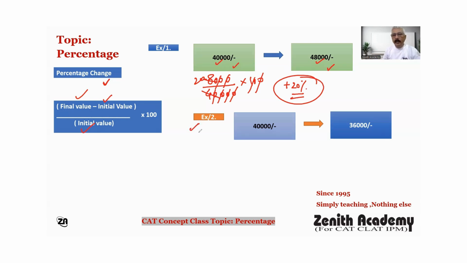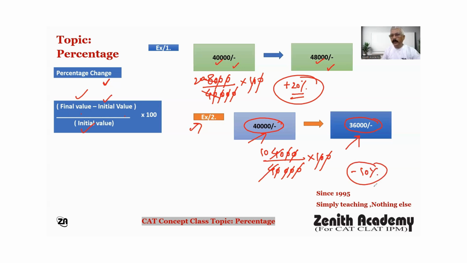In the second example, another worker whose salary in the first month was 40,000 and in the second month is only 36,000. So his salary is decreased, right? Percentage change is final minus initial. Final is 36,000 and initial is 40,000. So the change is minus 4,000, where minus means a decrease. So 4,000 is decreased with respect to 40,000. So what with respect to 100? 1, 2, 3, 4, 1, 2, 3, 4, it is 10. Means his salary is decreased by 10%.